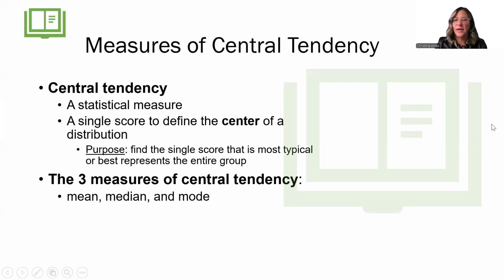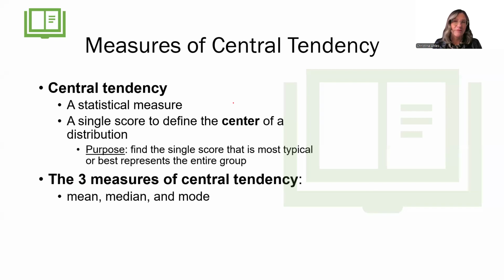So we are going to take a look at measures of central tendency. This whole chapter is about measures of central tendency. Central tendency is basically a statistical measure that's presented as a value, and what it does is it defines the center of a distribution. It's some value that can describe that center of the distribution. The distribution meaning a data set of scores, and trying to find the center of that in some way, shape, or form. So the purpose of this is to find the score that's the most representative or the most typical score of that distribution.